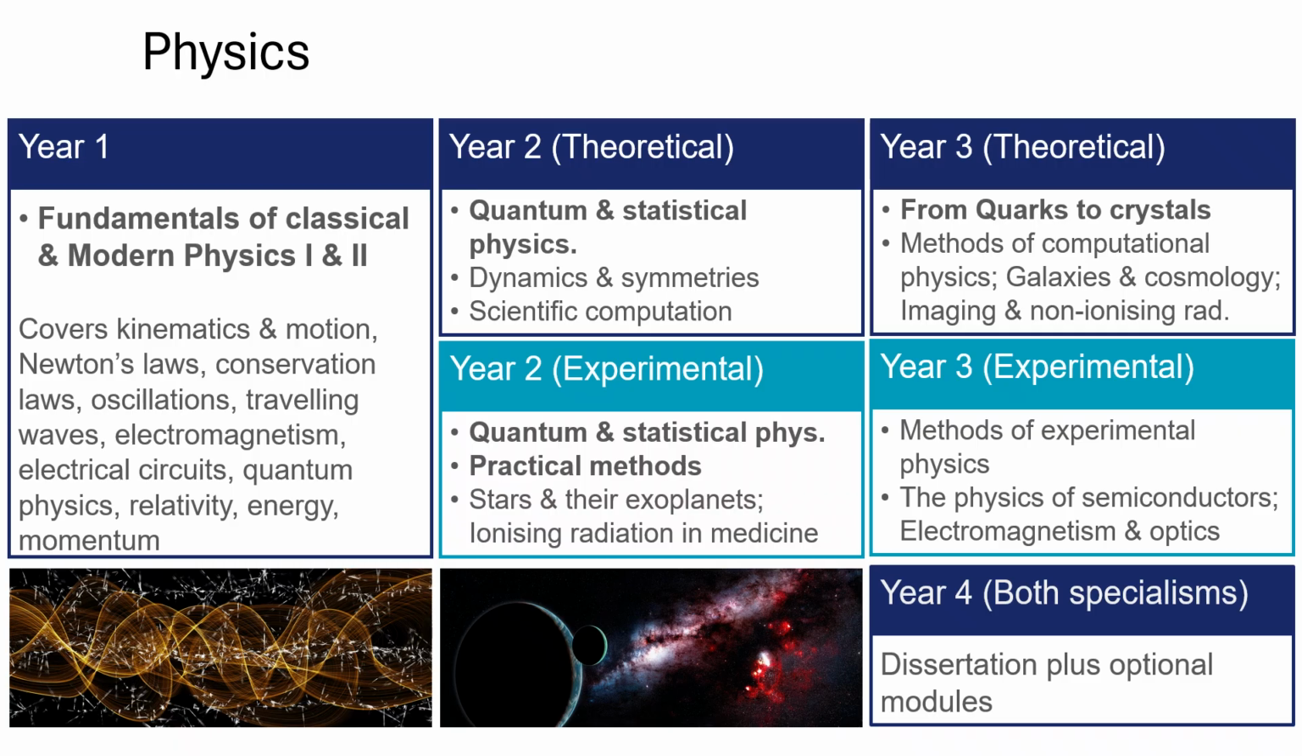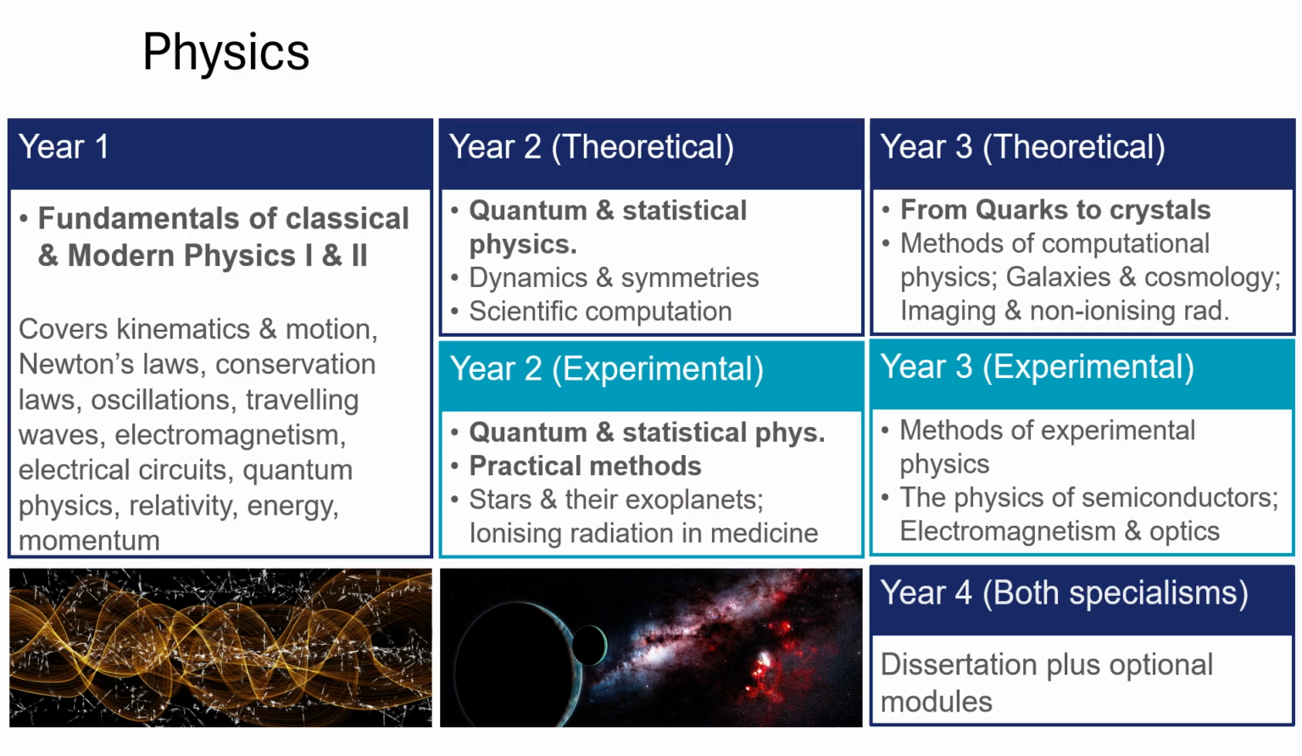In both cases, you have the same core module in second year, which is on quantum and statistical physics, which is looking at statistical mechanics, links with macroscopically relevant properties to the microphysics, by replacing the detailed microscopic dynamics with a statistical description. But then there are different optional modules you can choose from. For example, in the theoretical specialism, you can study dynamics and symmetries, where you get introduced to the underlying principles of dynamics and to develop techniques for the solution of dynamical problems.